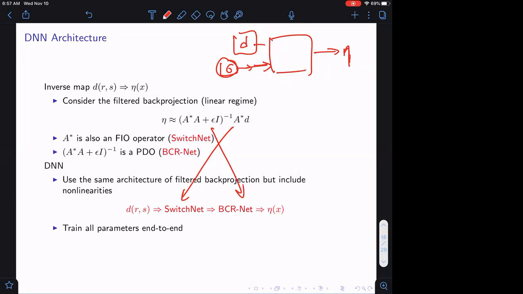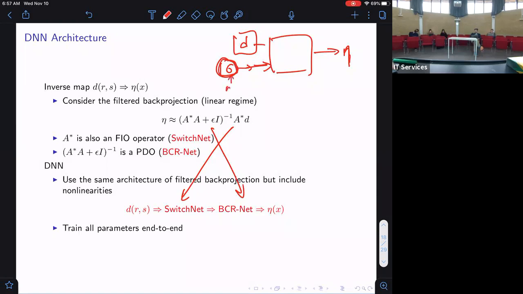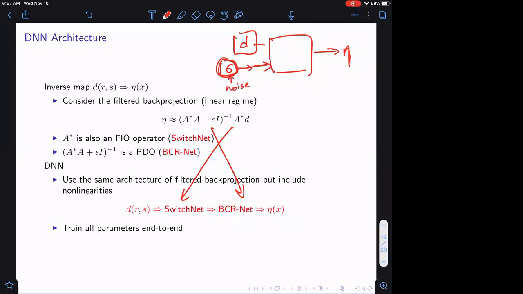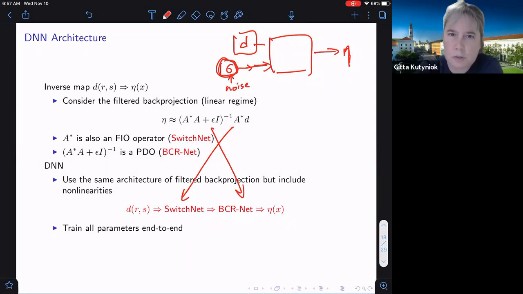So I would treat sigma, the noise level, as an external parameter. Yeah. Thank you. Yeah, sure. Okay. You had a second question, or was the second question resolved?